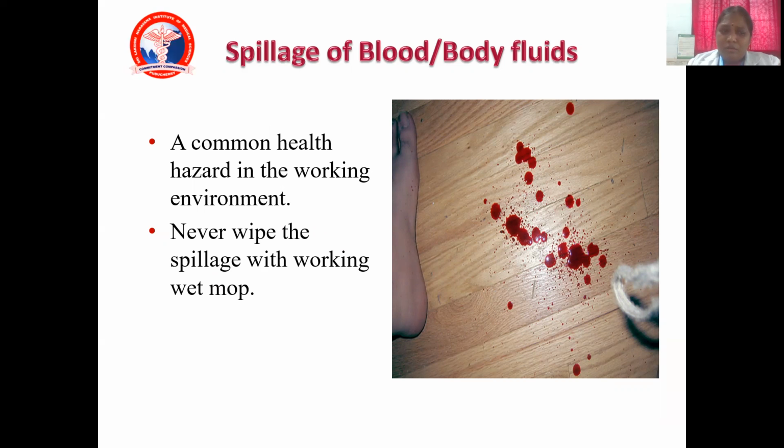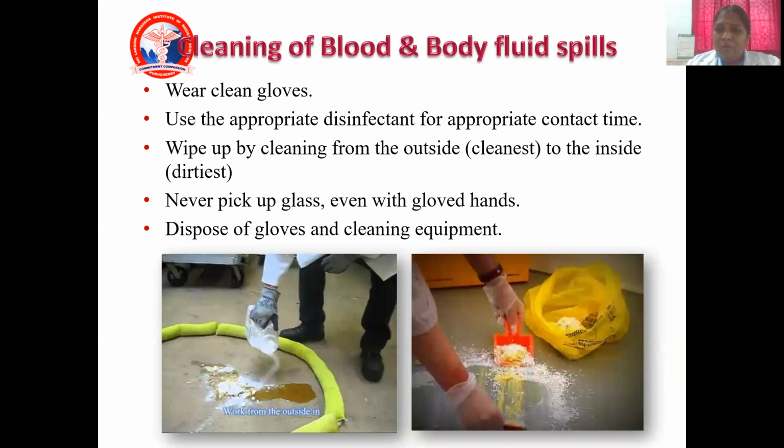The other important thing you have to concentrate on in infection control is spillage of blood and body fluids. This is a common health hazard in the working environment. Never wipe the spillage with a wet working mop. There is a way to clean this spillage. Instruct the housekeeping staff to wear clean gloves and use the appropriate disinfectant for the appropriate contact time. Take bleaching powder and pour over it, or keep a paper towel, that is tissue paper, over the spillage and pour the bleaching powder over it. Wipe from outside to inside so that you're containing the infection, right?